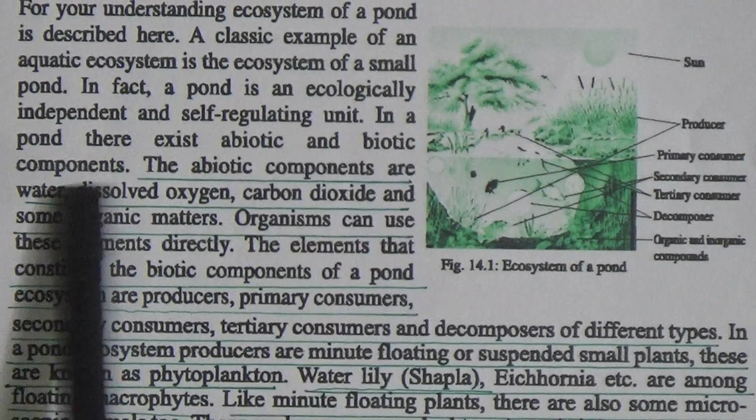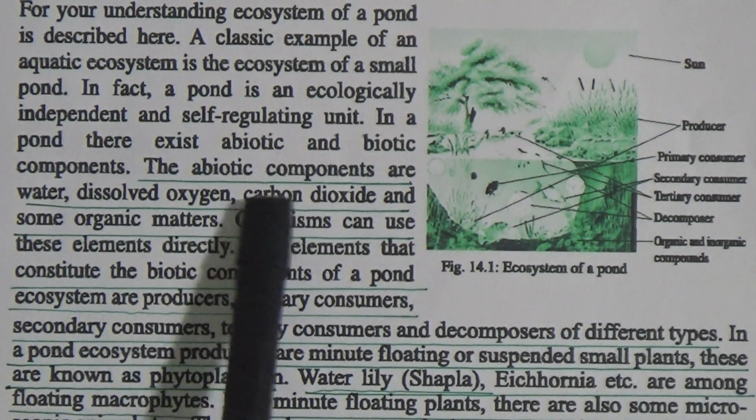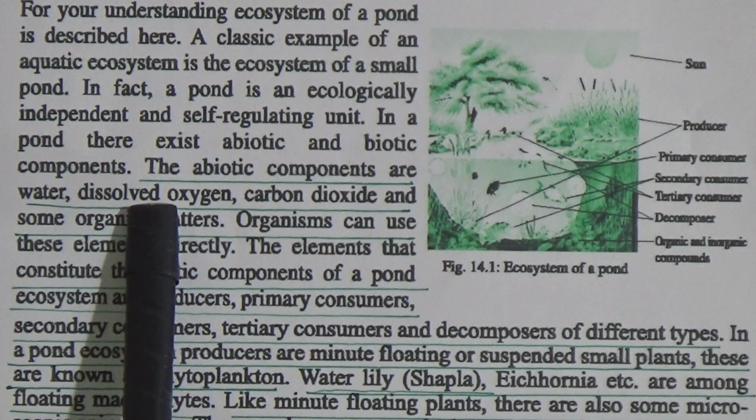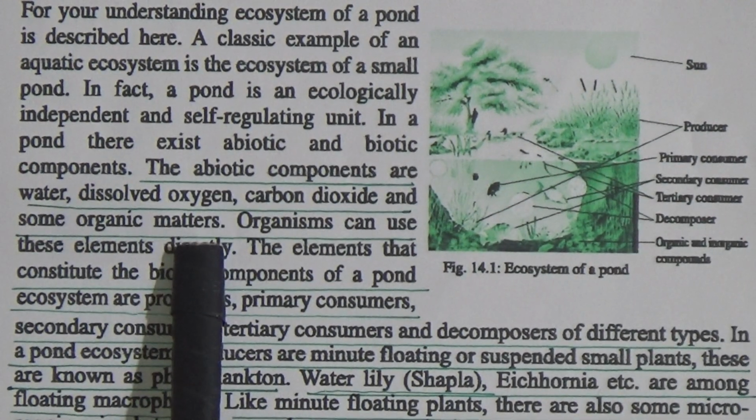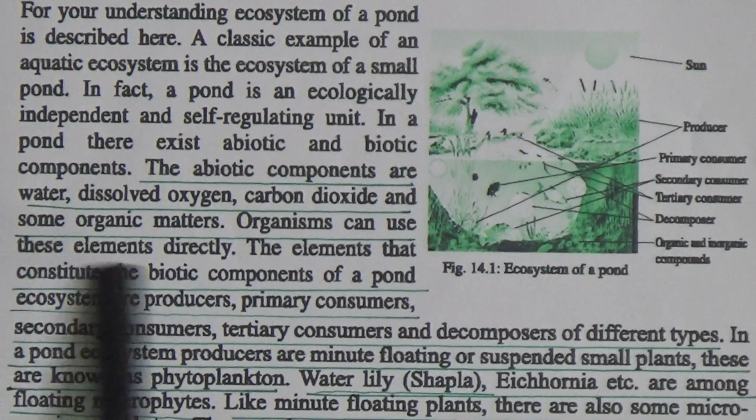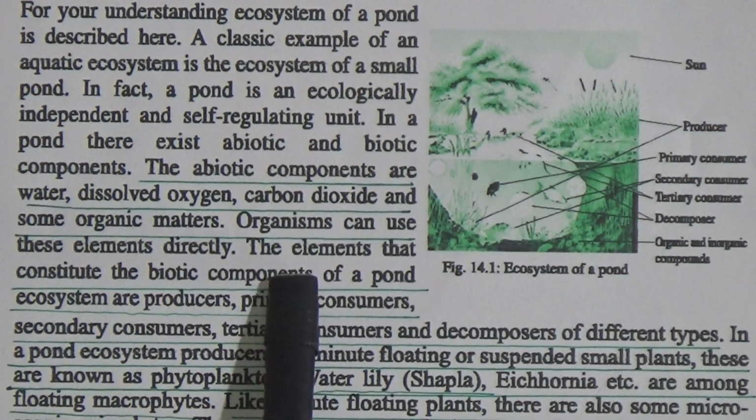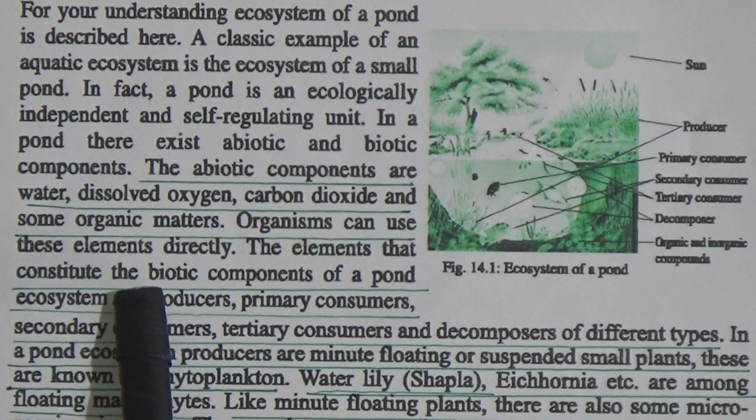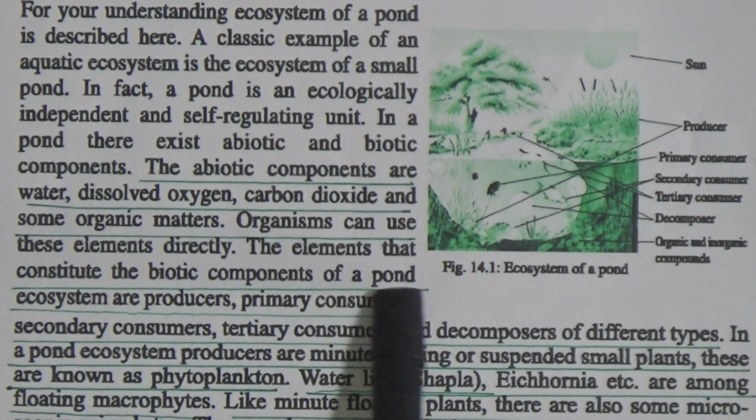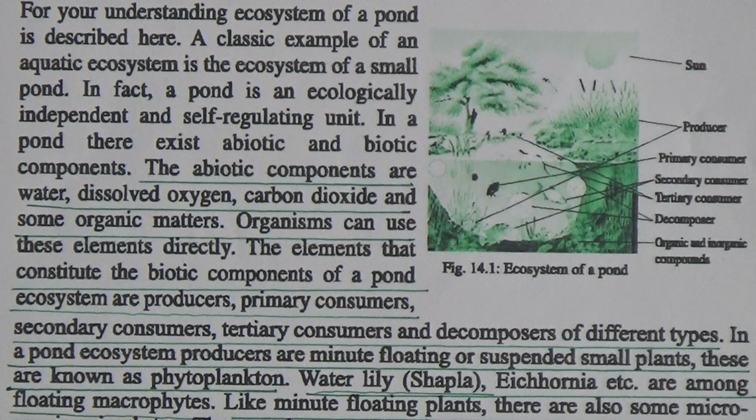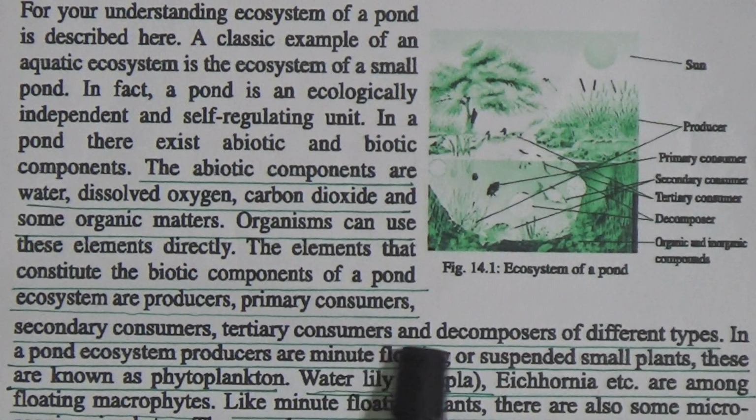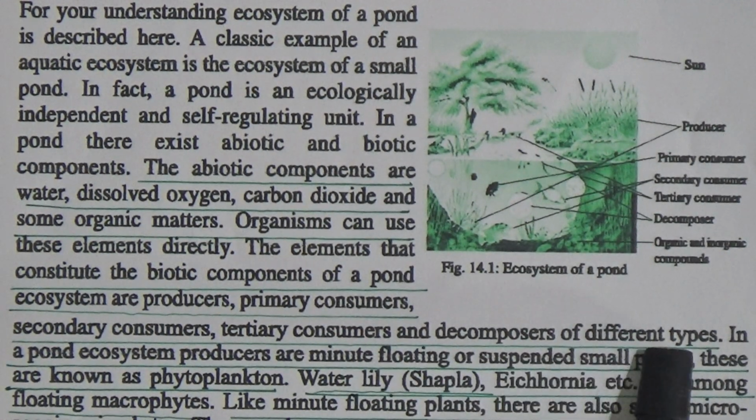In a pond, there exist abiotic and biotic components. The abiotic components are water, dissolved oxygen, carbon dioxide and some organic matters. Organisms can use these elements directly. The elements that constitute the biotic components of a pond ecosystem are producers, primary consumers, secondary consumers, tertiary consumers and decomposers of different types.